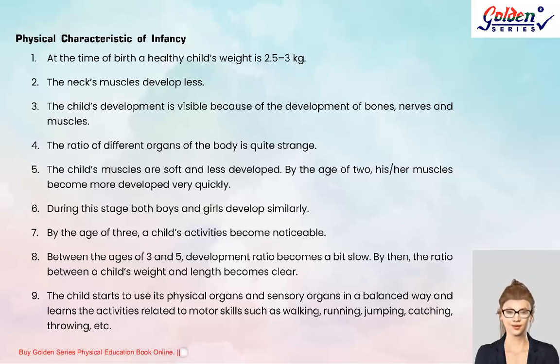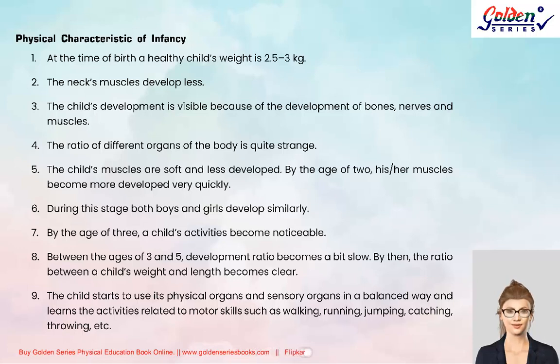1. At the time of birth, a healthy child's weight is 2.5 to 3 kg. 2. The neck's muscles develop less. 3. The child's development is visible because of the development of bones, nerves, and muscles. 4. The ratio of different organs of the body is quite strange. 5. The child's muscles are soft and less developed. By the age of 2, her muscles become more developed very quickly.